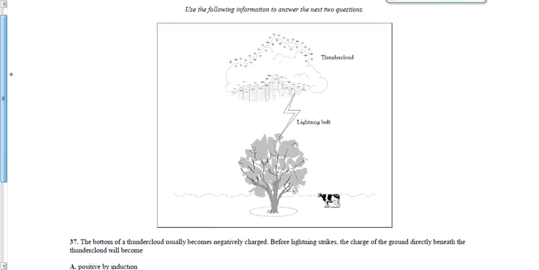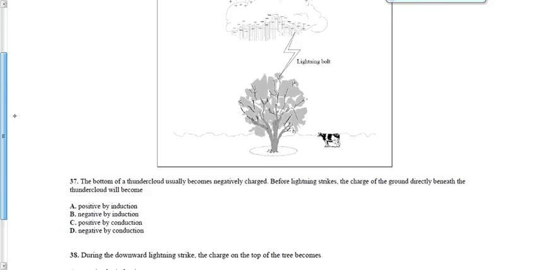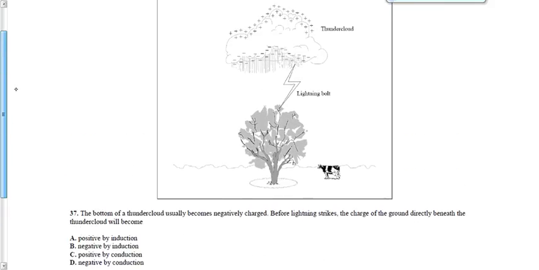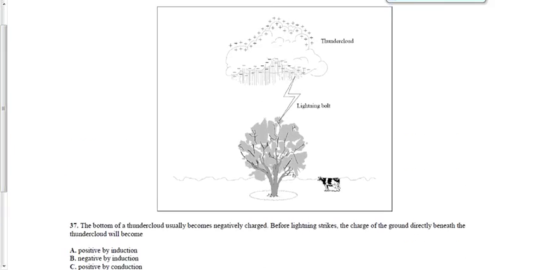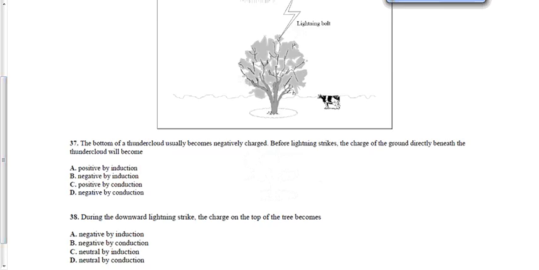All right, I want to do a question here. There's a couple of them actually from your worksheet book. It's question number 37 and 38 related to this thundercloud that's going to strike lightning here any moment. All right, so what's going on in this question here?